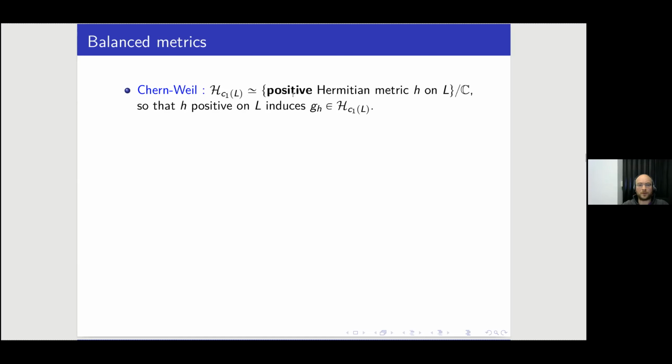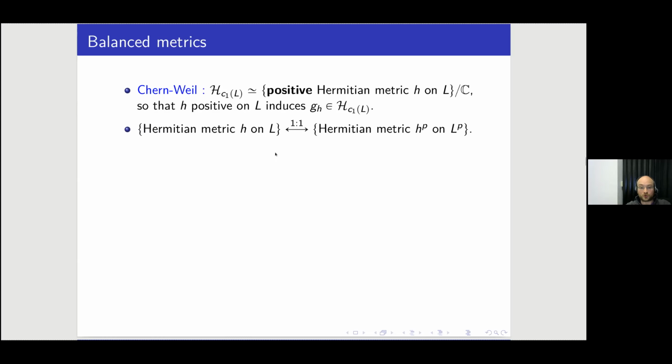But anyway, what I want to say here is that the so-called positive Hermitian metric on L induces a Kähler metric via its Chern curvature. So if its Chern curvature is a non-degenerate form, then you can define a Kähler metric. And this is the definition of positive. I will not use this definition. It suffices to say that studying Kähler metrics is the same as studying positive Hermitian metrics on my line bundle.